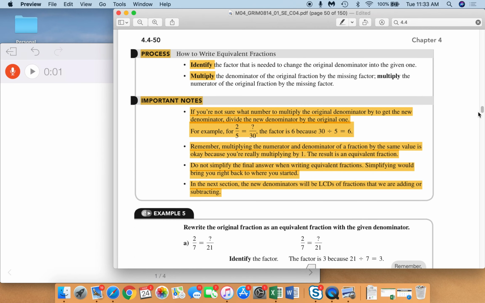The process: identify the factor that is needed to change the original denominator into the given one. Multiply the denominator of the original fraction by the missing factor. Multiply the numerator of the original fraction by the missing factor.